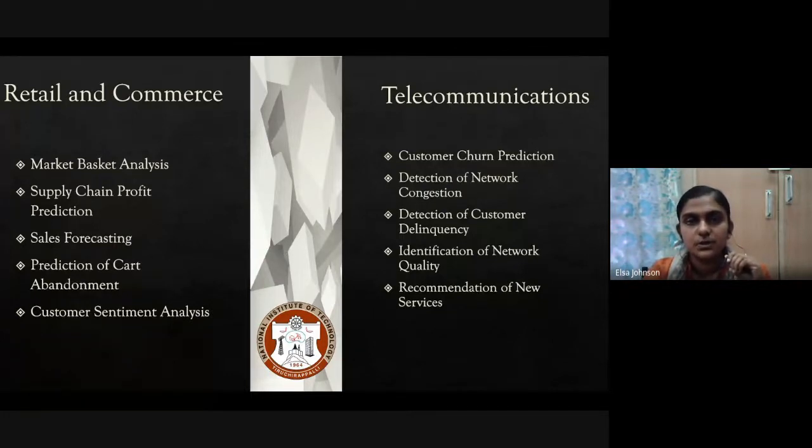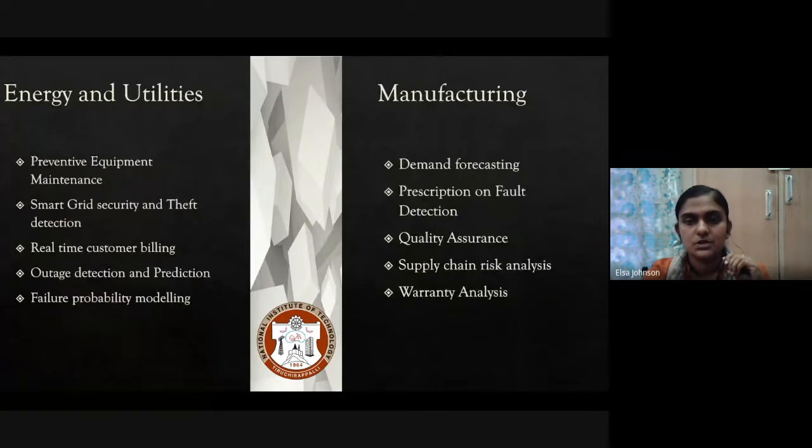when you go to a particular area, even if there is a 4G service available, you'll be getting 3G only. How? They find that you'll get more coverage in 3G, so they'll be switching to 3G even if that particular place has 4G in it. Then recommendation of new services, like new plans or anything. So this is how data science is used in telecommunications.